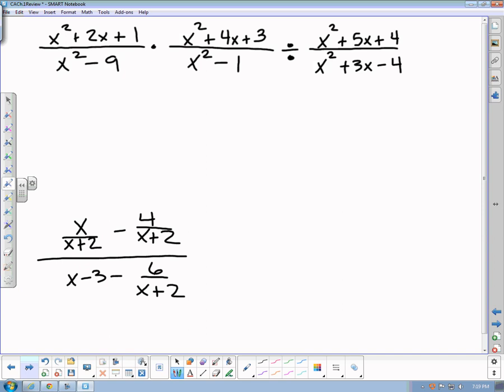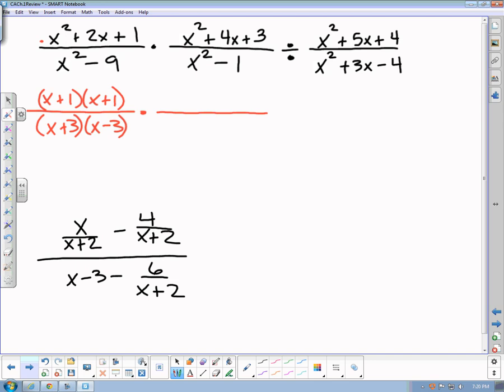Then operations with rational expressions. Here we're multiplying and dividing, so before we can do that we have to factor everything. Starting with this one here, to factor that, that would be x plus 1 times x plus 1. The denominator would be x plus 3 and x minus 3. And then times, and this one here would be x plus 3, x plus 1. That would be x plus 1, x minus 1.